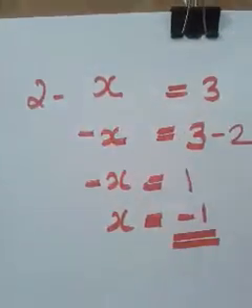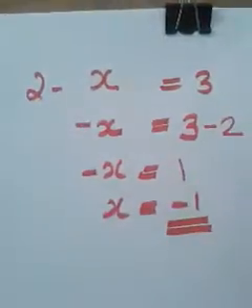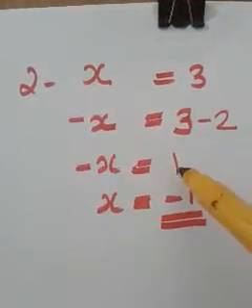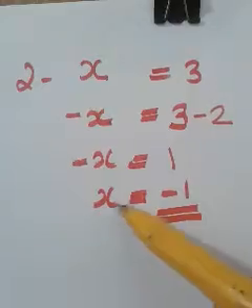Then take this 2 to the right side. Since it is plus 2, when you take it to the right side it becomes minus 2. So 3 minus 2 is 1. So minus x is equal to 1, and x is equal to minus 1.